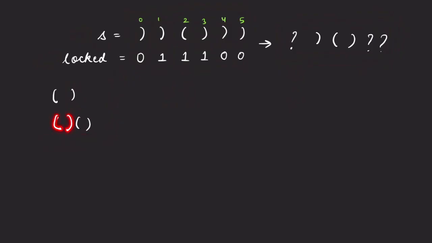For this opening bracket, we have this closing bracket. For this opening bracket, we have this closing bracket. Then if I consider this string, this is also valid. For this opening, we have this closing, and for this opening, we have this closing. So in a balanced parenthesis string, the number of opening brackets is always equal to the number of closing brackets.